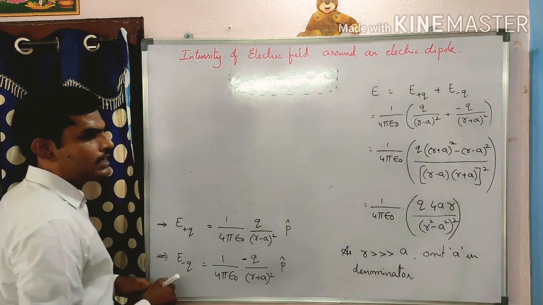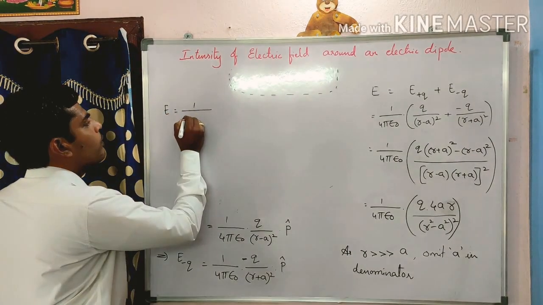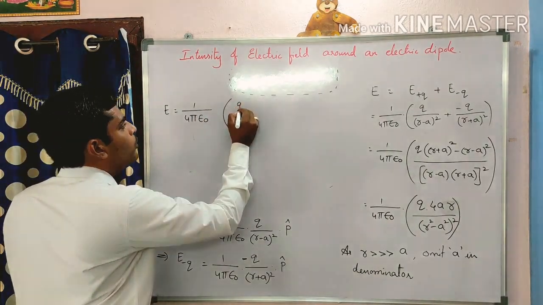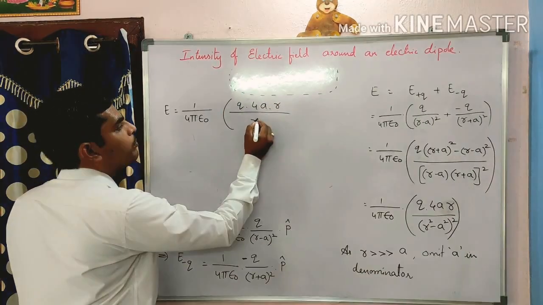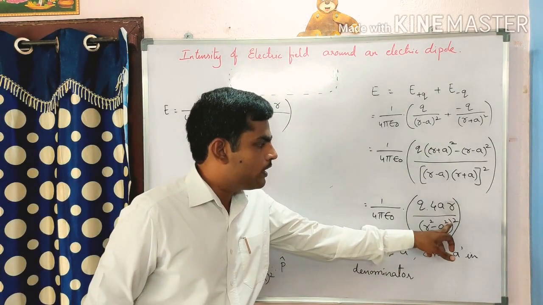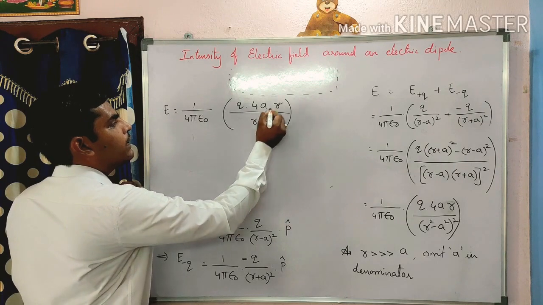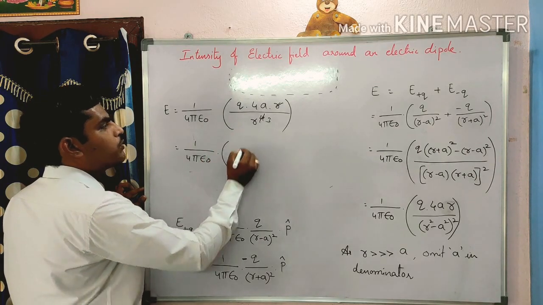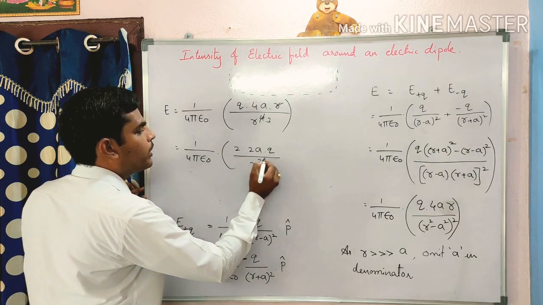If a is taken as 0 in the denominator, not in the numerator, in the denominator, then E is equal to 1 by 4 pi epsilon naught, Q 4AR by R to the power of 4. A is 0, so a square is 0. R square whole square is R to the power of 4. This R and this R cancel. So then what I'll get is 1 by 4 pi epsilon naught, and this 4a I'll write as 2 into 2AQ by R cube.